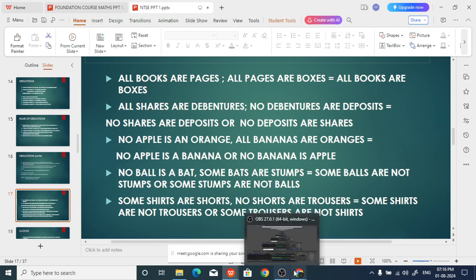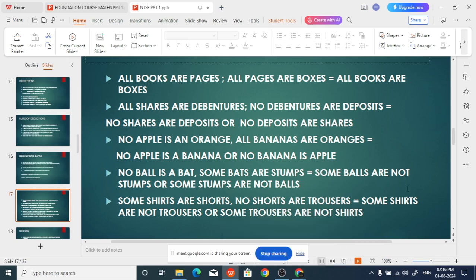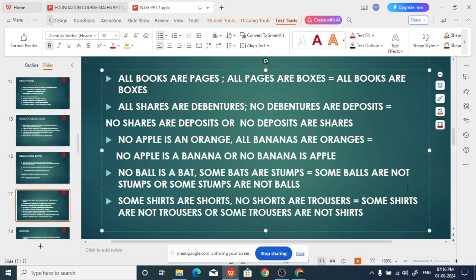If you use your common sense with your brain, you may go wrong. Don't use your common sense as far as deductions is concerned. Go by the rule. You will be sure shot. And our aim is to get maximum marks. Have you understood that? Our aim is to get maximum marks.